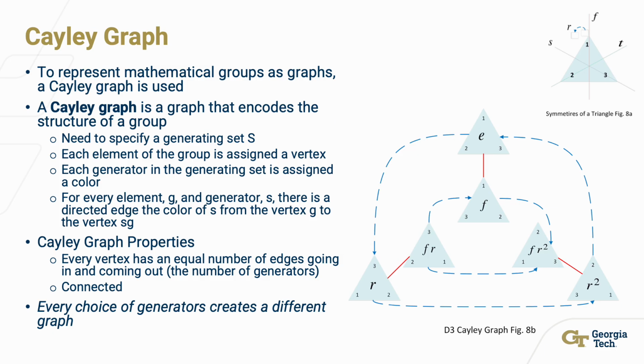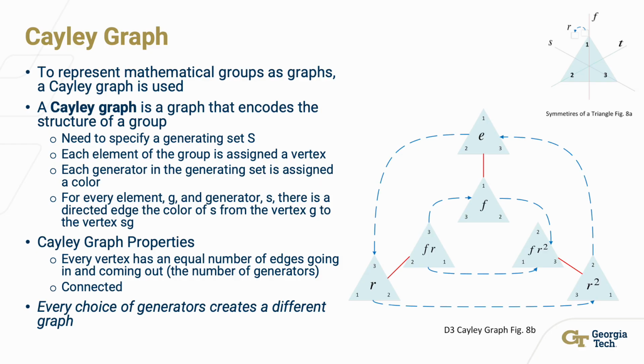When we want to represent a mathematical group as a graph, we use a Cayley graph. And a Cayley graph is just a graph that encodes the structure of a group. These depend heavily on our generating sets, which we assign each element a color, and those will correspond to the edges in our graph. We will also create one vertex in the graph for every element of the group.